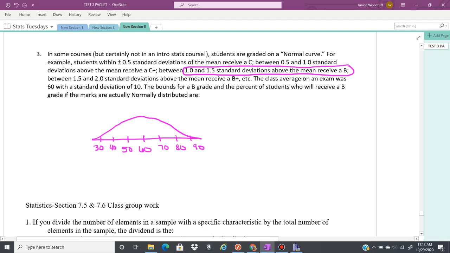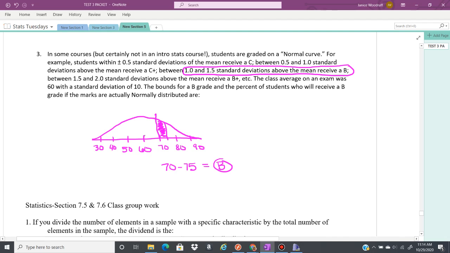So 1 standard deviation of the mean is 70. So that is your lower bound. 1.5 standard deviations of the mean is between 70 and 80. So right here. So what are those bounds? If you got between a 70 and a 75 on the exam, your grade would be converted to a B, based off of this normal distribution curve. So it's the way the curve would be worked. If, for example, the mean of the test was fairly low and the teacher wanted to curve it.